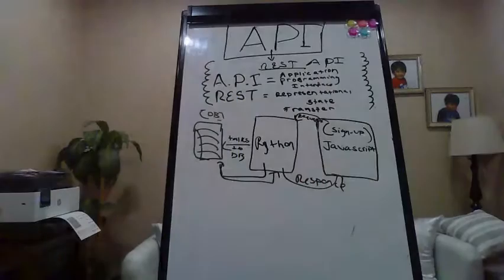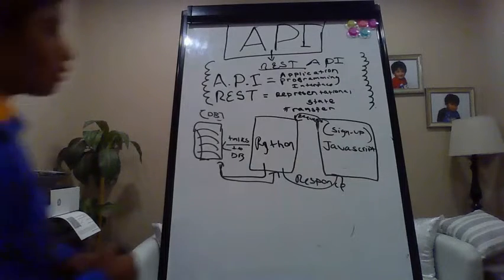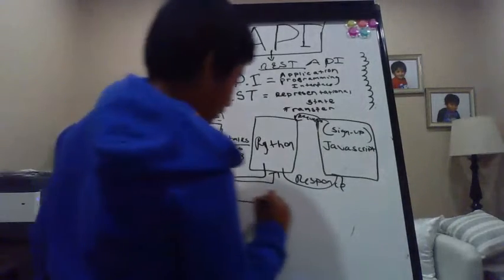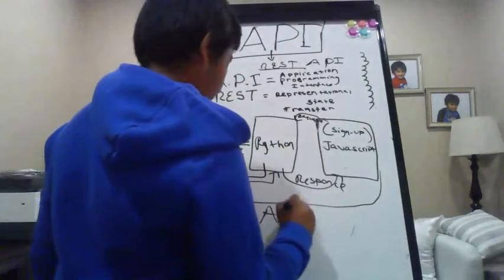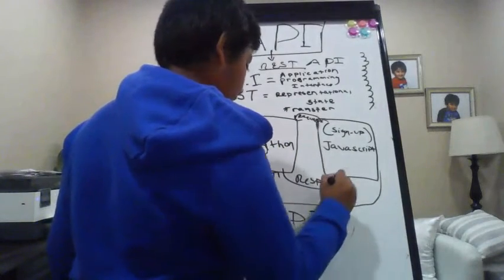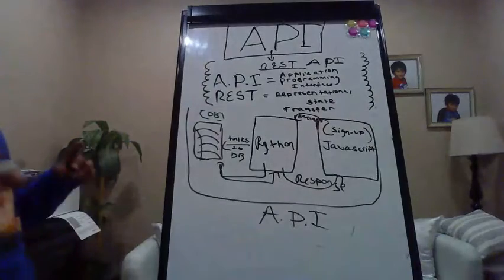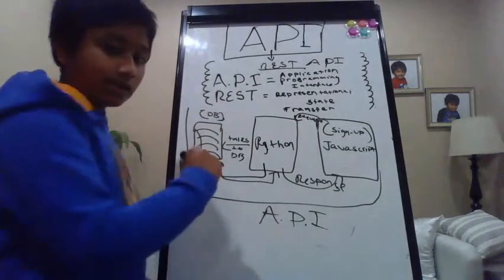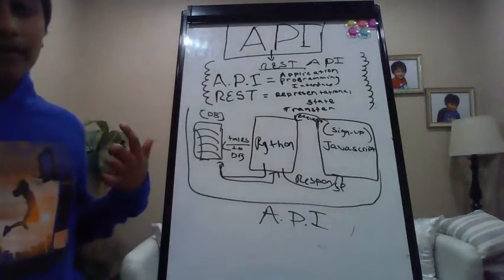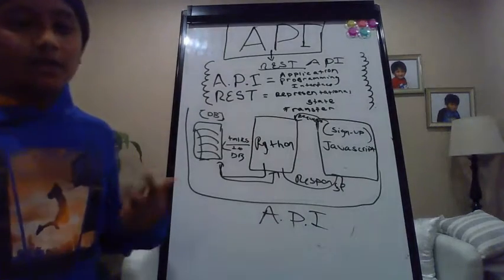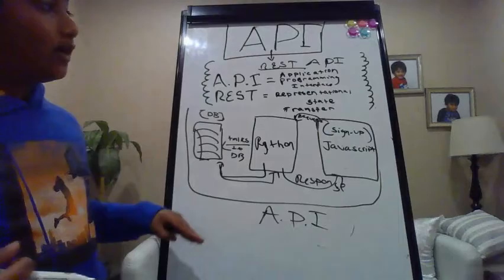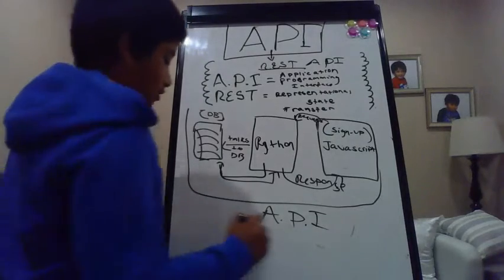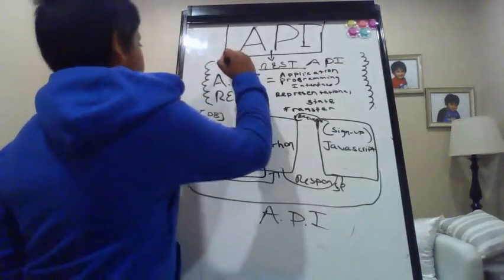All right, so that's our model, and this whole interface is our API. So the interface that allows us to do all these tasks, request and get a response, is through our application programming interface. So we talked about our APIs.